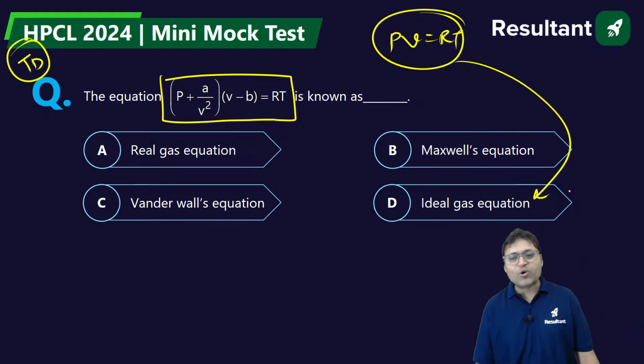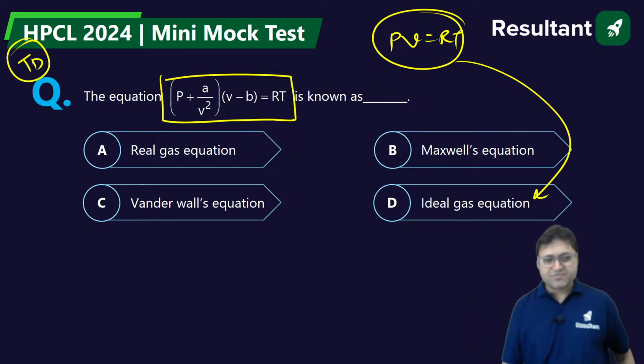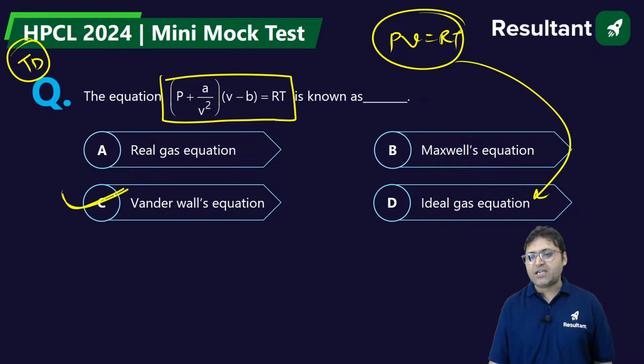And there are 4 Maxwell equations. This is not the Maxwell equation. We call it the van der Waals equation, isn't it? This equation is called the van der Waals equation.